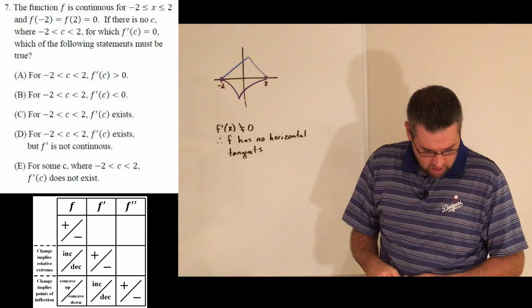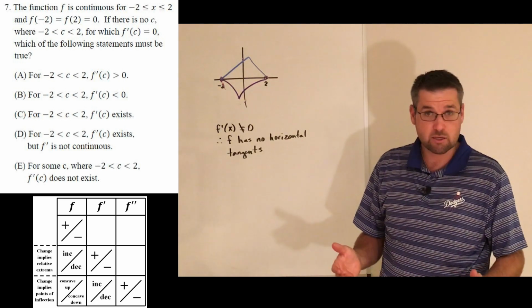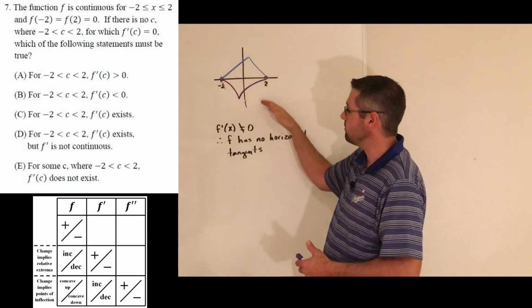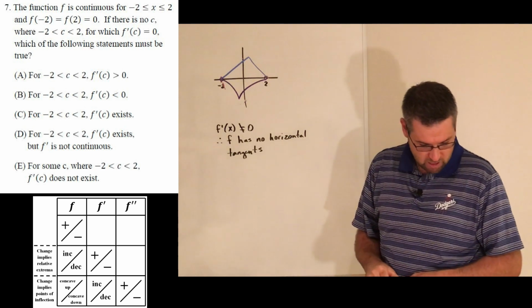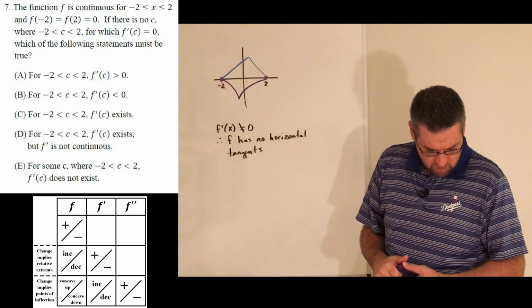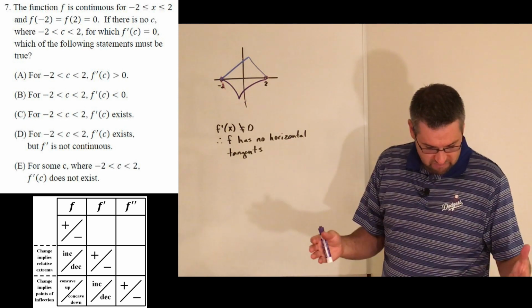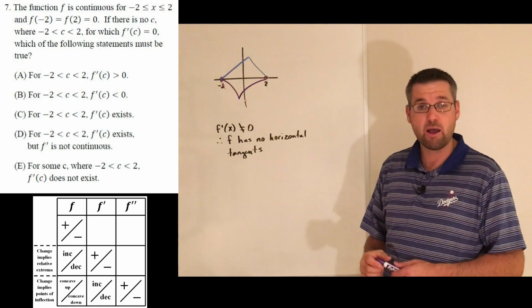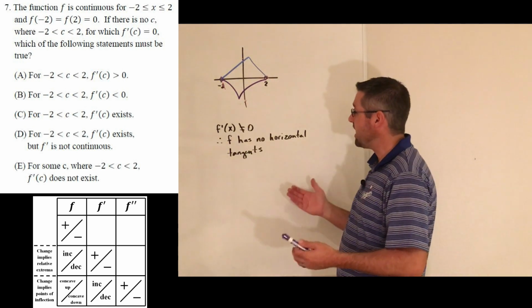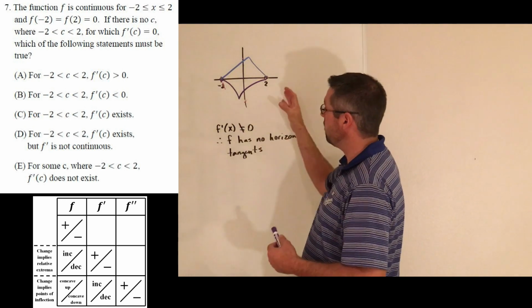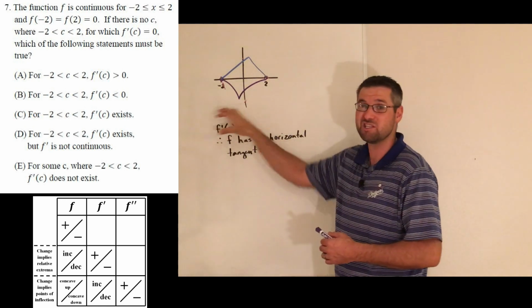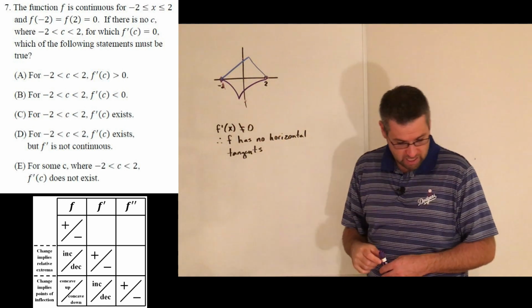So that's out. For B, it says f prime has to be less than 0, which means f is always decreasing. Well, again, that can't happen for the same reason. Option C says that for all c values in between -2 and 2, f prime must exist. Well, that can't happen because if f prime existed for all those values, f prime would have to equal 0 somewhere. And it can't happen there.